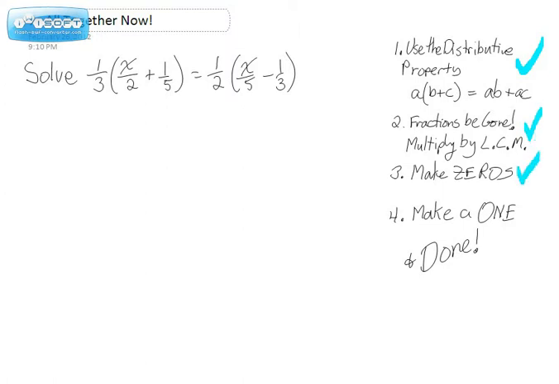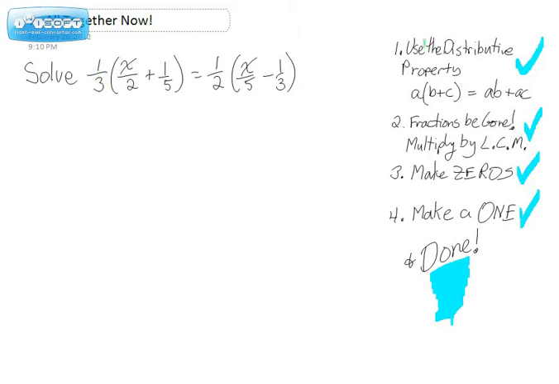I'll make some zeros in order to move all the x terms to the left side and the constant terms to the right, and then I will make a 1 to get rid of whatever coefficient is in front of the x, and we will be done. So let's just work through this thing together, and I'll just show you how straightforward it can actually be.